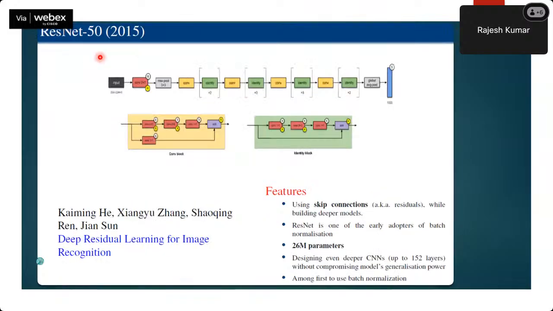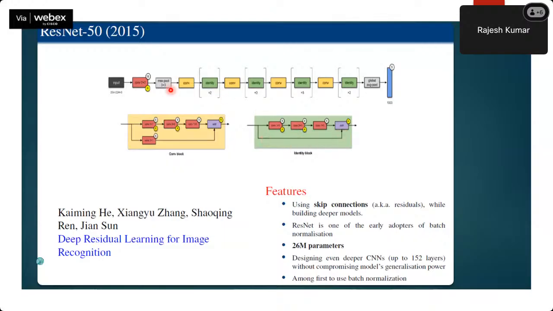ResNet 50, a very popular one, but you can see now this one is an interesting idea. They use a skip connection. Skip connection means that the data which is coming in is processed through these filters, and then the data as it is, we are also taking it and concatenating it.